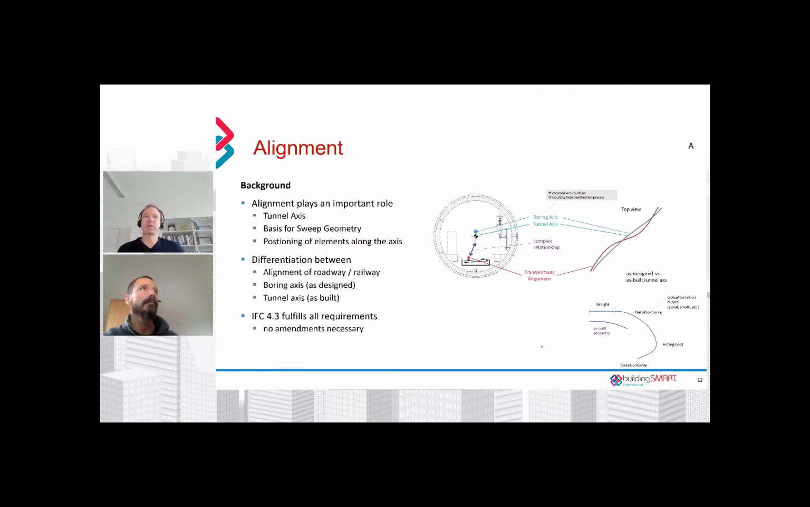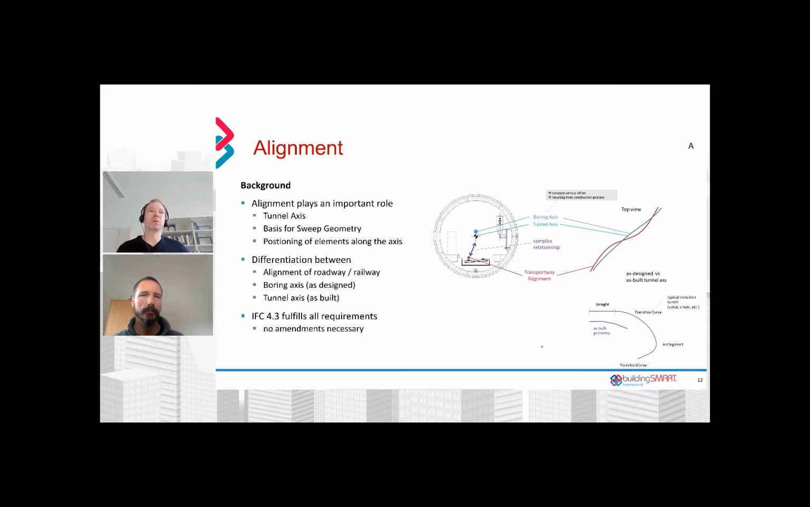Let's jump to the next topic, alignment. So the background here is that, of course, in tunneling, alignment plays a super important role. We have on the one hand the tunnel axis itself, but this axis is also the basis for all kinds of sweep operations to create the shape of the tunnel in 3D. Also, we use the tunnel axis quite intensively for positioning elements along the axis. So all this has to be covered because these are strong requirements.